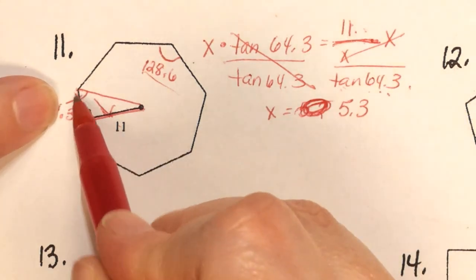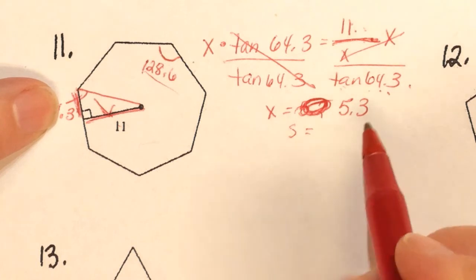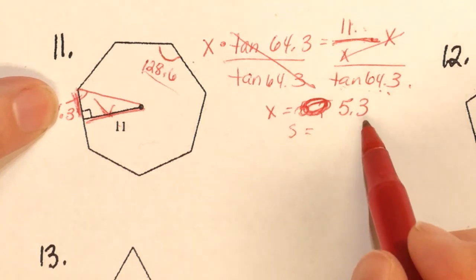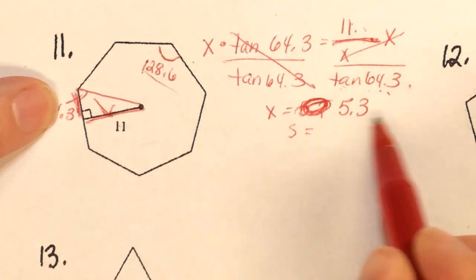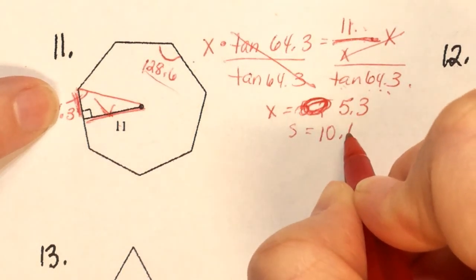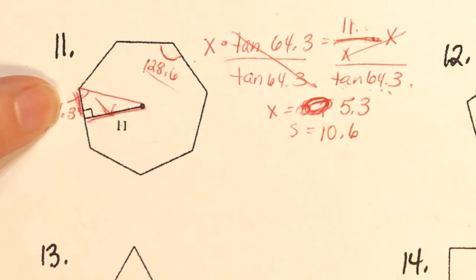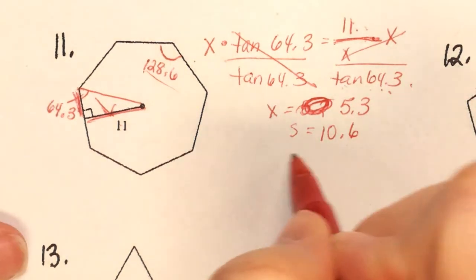Now remember, that's not the side length, that's half of the side length. To get the side, you double that. But don't type in 5.3 times 2. You already have this number in your calculator, just hit times 2. So then 10.6. That's rounded. But again, keep that in your calculator. Do not retype 10.6. That's the side length.